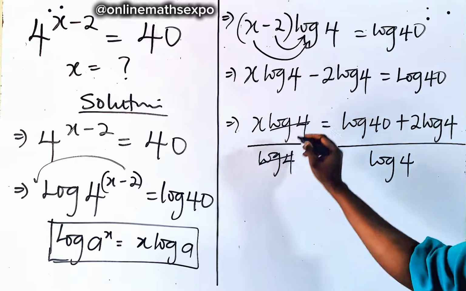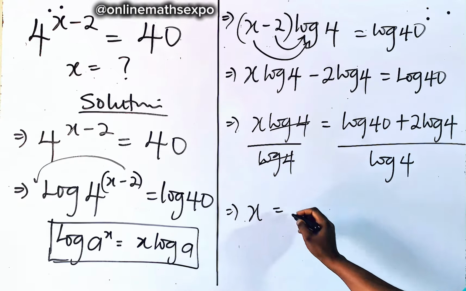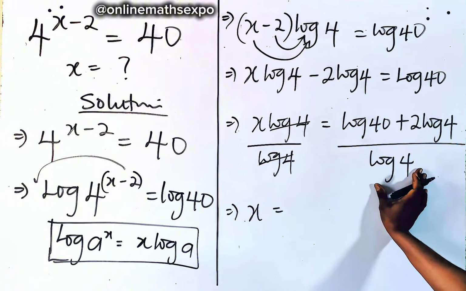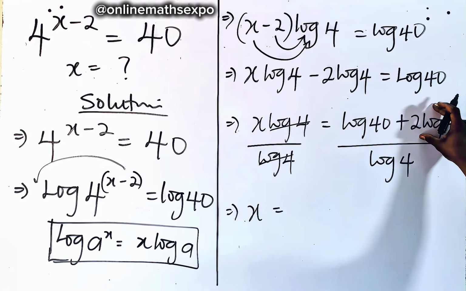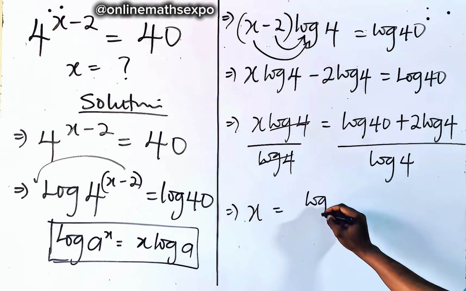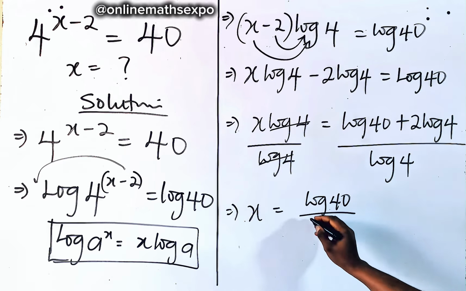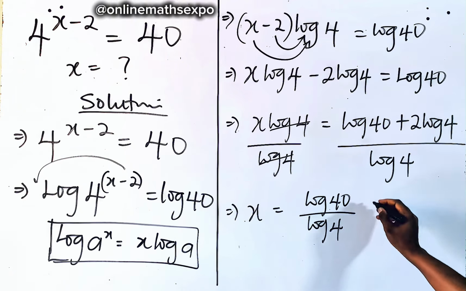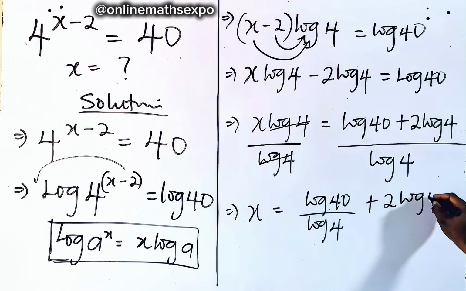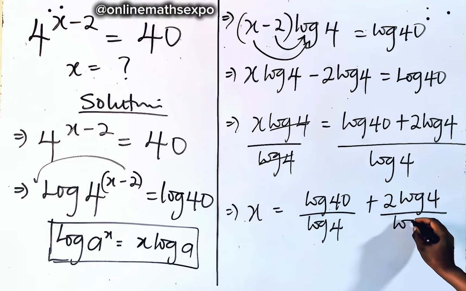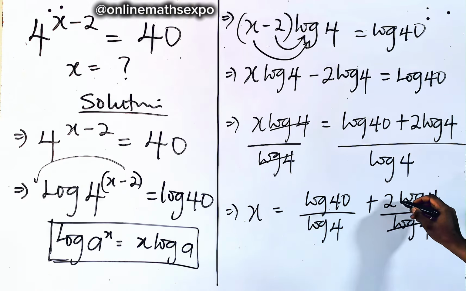This can cancel this, so you have x is equal to, now for this, you can use this to divide each numerator. So it gives you log of 40 divided by log of 4 plus 2 log 4 divided by log of 4. Did you observe anything? Yes, you observe that these two are the same, so you cancel them out.